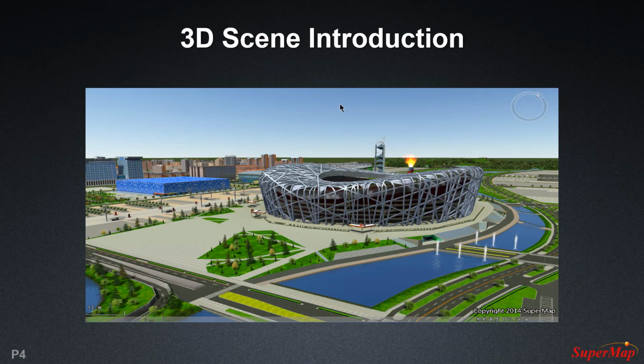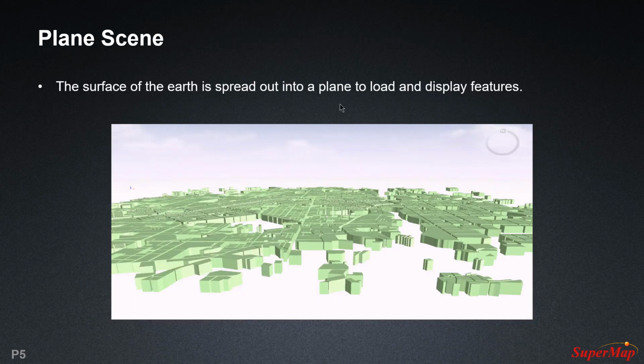So let's talk about a 3D scene. The 3D scene uses virtualized technology to simulate various geographic features and their spatial relationships in the real world. There are two view modes of 3D scenes, a plane scene and a spherical scene. A plane scene is where the surface of the Earth is spread out into a plane to load and display features. PCS (Planar Coordinate System) data and Projected Coordinate System data are supported on a plane scene, while displaying ocean, atmosphere, and graticule are not supported.